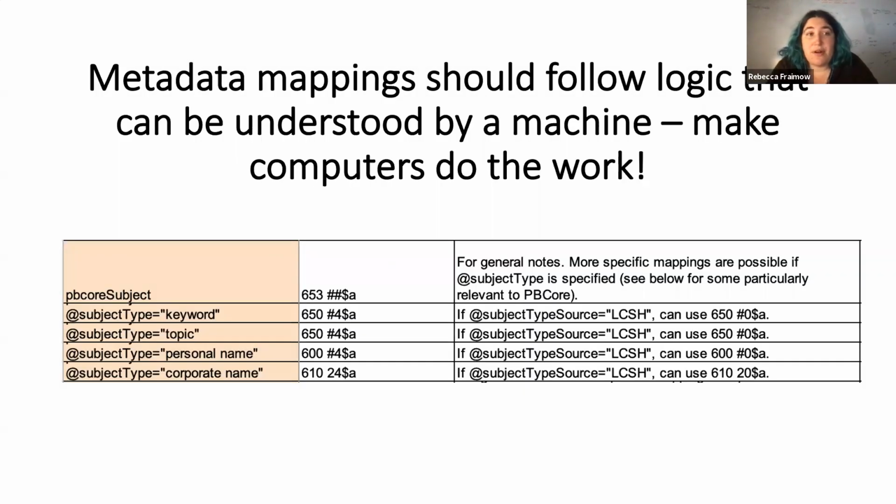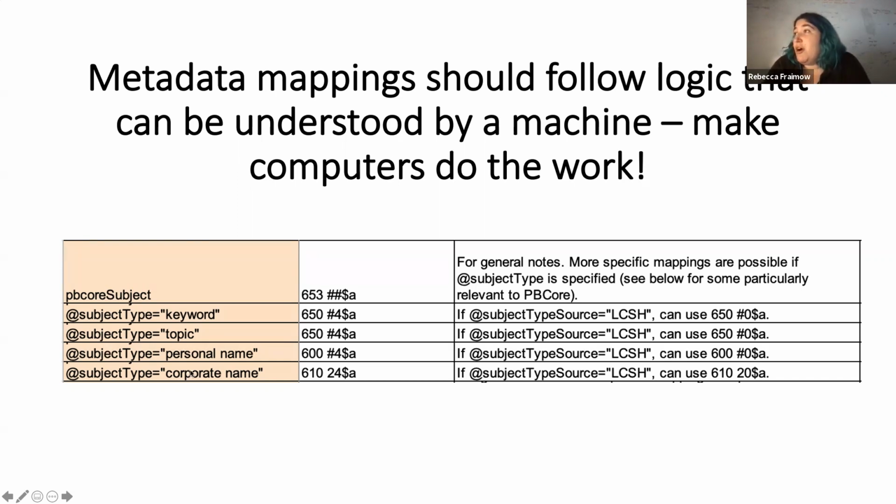The important thing to remember about metadata mappings is that they should follow logic that can be understood by a machine. The idea is, as much as possible, to make computers do the work. So ideally, when you're moving metadata into and out of different systems and different standards, you're not going to be standing there looking at your mapping and hand moving one property to another, because generally you're going to be dealing with thousands of records, and that's not really the way you want to spend your time. Instead, what you're going to want to do is provide a list of instructions to a computer that can take a bunch of records at once and can interpret those records and transform them into something different.